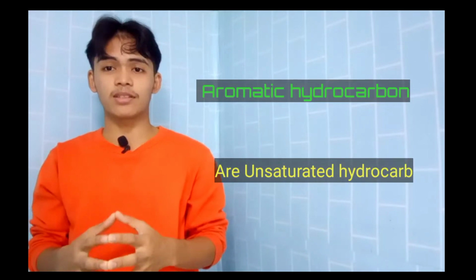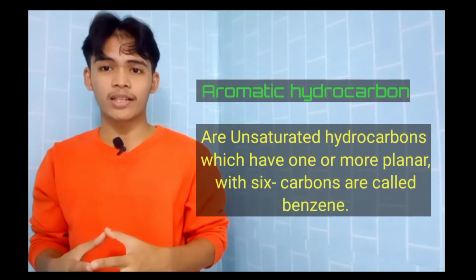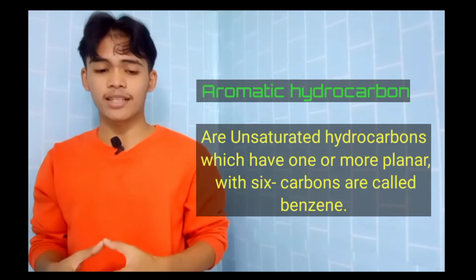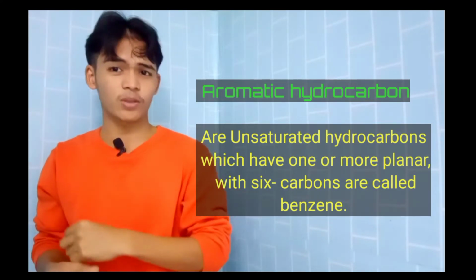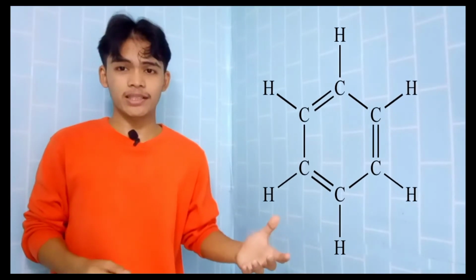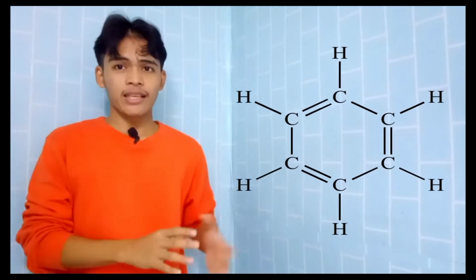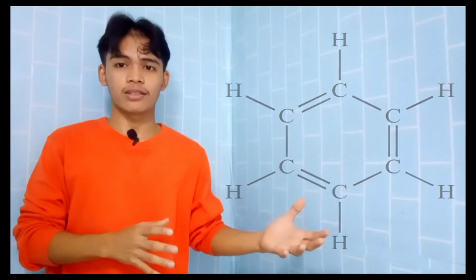Aromatic hydrocarbons are unsaturated hydrocarbons with one or more planar rings of 6 carbons. That is what we call a benzene ring. Some aromatic hydrocarbons contain a benzene ring. In benzene rings, the structure is stabilized by resonance, and the pi electrons are delocalized in the ring structure.